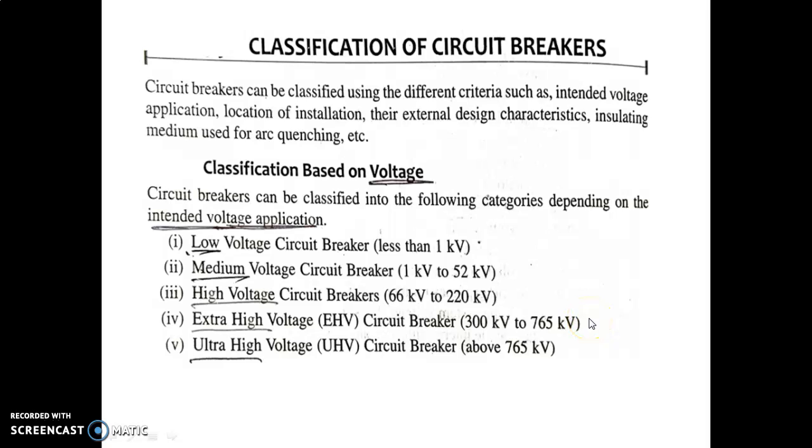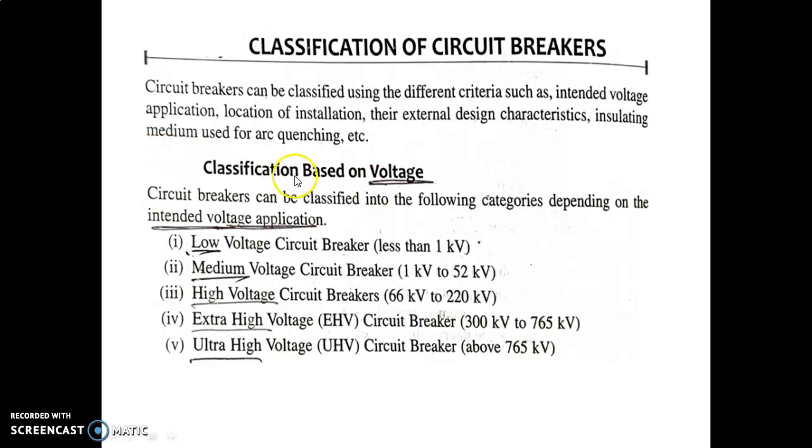Hi everyone. Today we are going to discuss the classifications of circuit breakers. Okay, so different classifications of the circuit breaker. We have to classify circuit breakers based on the location, based on the external designs, based on the medium used for the arc quenching. Means whatever arc is formed between the contact of the circuit breaker, we have to remove that arc by using different medium. It can be air, it can be oil, it can be some chemicals.